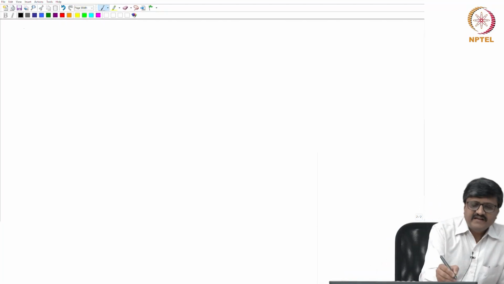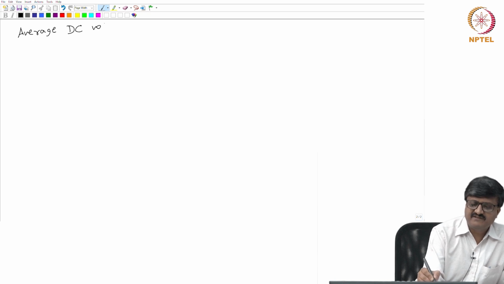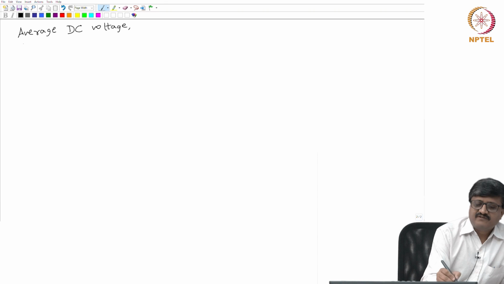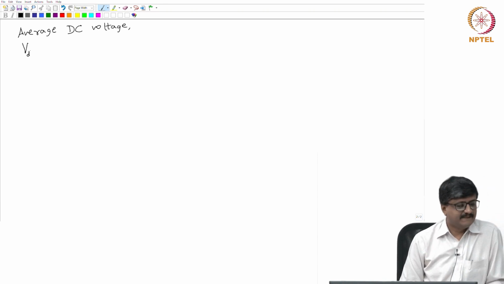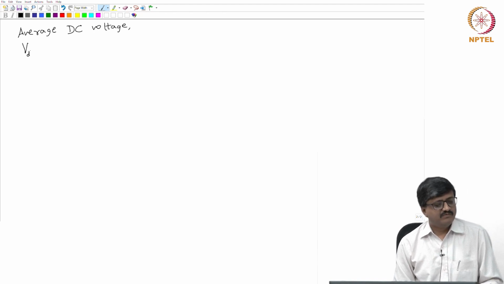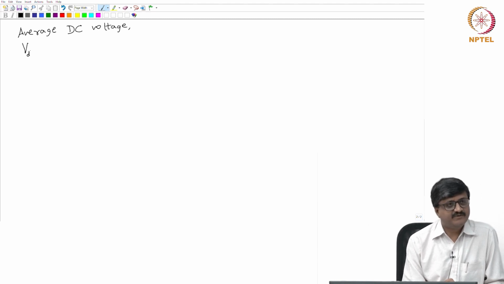That is the average DC voltage. Average DC voltage, or average DC side voltage. So, we use a notation for this, uppercase V with a subscript D. Now, can I use the table and try to get the average value of the DC side voltage?